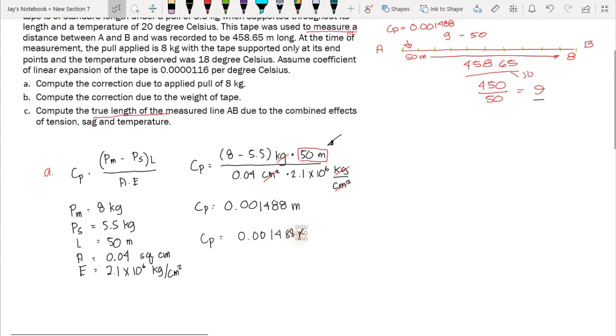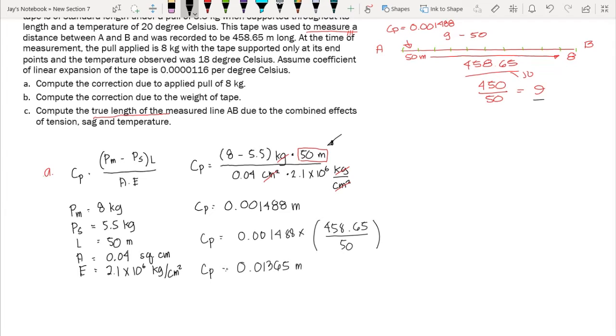0.001488 times the number of times that we use the 50-meter length. So we have 458.65 divided by 50 meters. This gives us 458.65 divided by 50. So we use 9.178 50-meter lengths to be exact. So we have the total pull correction here, which is equal to 0.01365 meter. Now, since our correction is very small, we should express our answer to 5 or 6 decimal places.